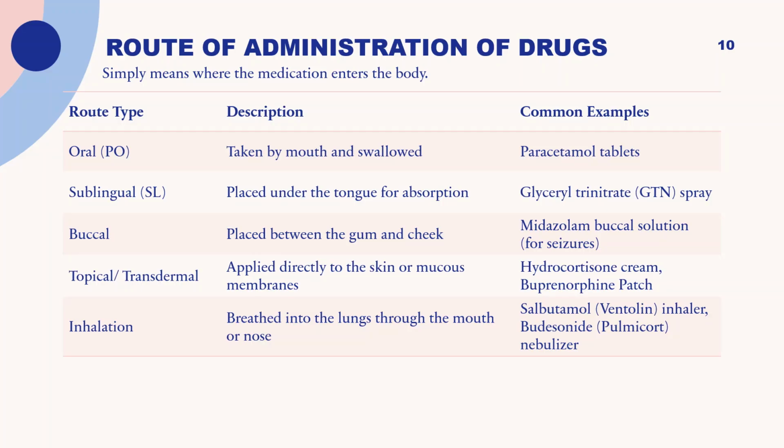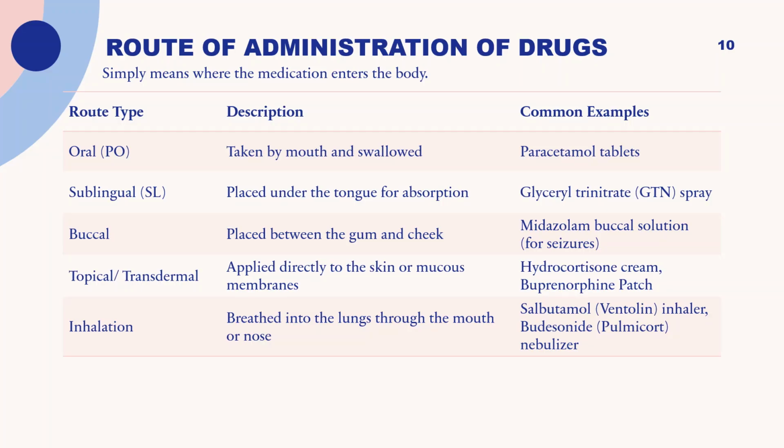Next route is sublingual. We use the abbreviation SL. It is placed under the tongue for absorption. The most common example is GTN spray, or glyceryl trinitrate. You don't need to know this medication at the moment. I'm just giving common examples, but if you are curious, you can research on your own and see how these medications work. Next route of administration is buccal, which is placed between the gum and cheek. A common example is midazolam buccal solution, which is used for seizures.